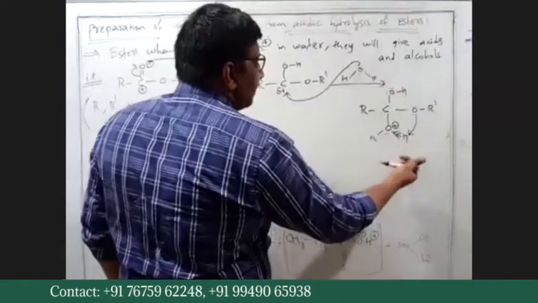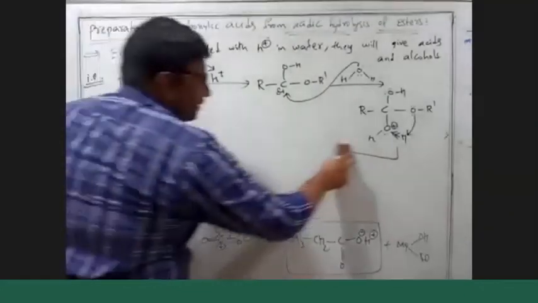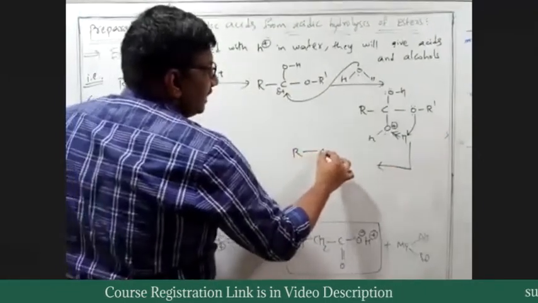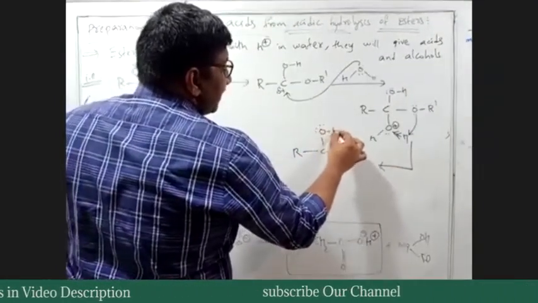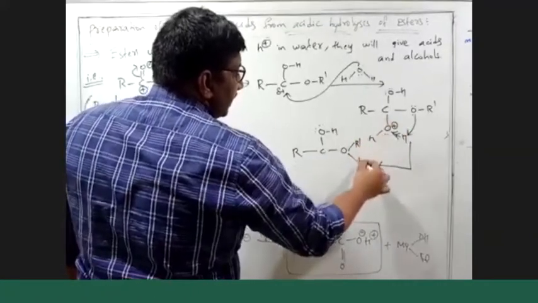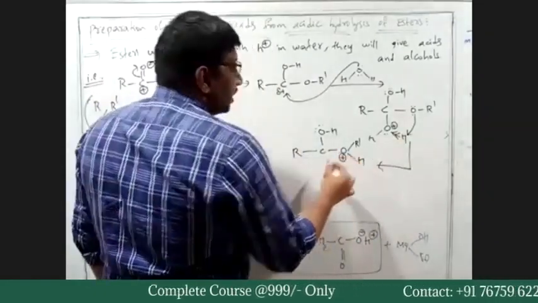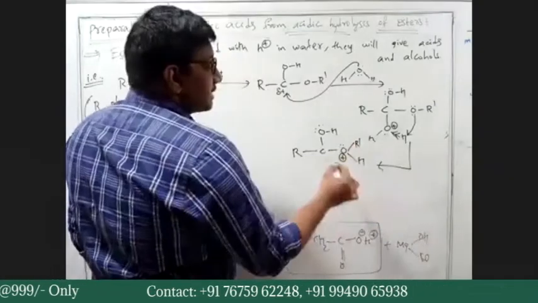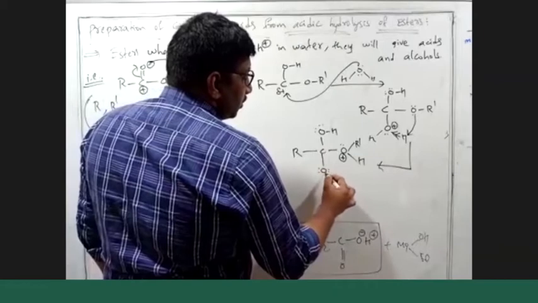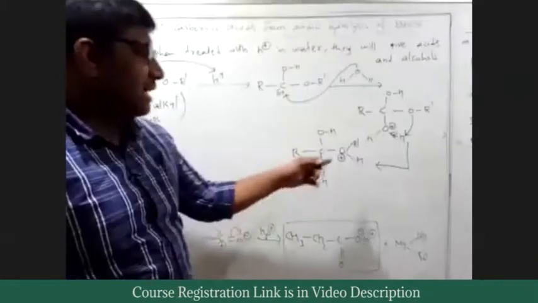As soon as it attacks, what happens? R, C, OH, everything would be as it is. This oxygen has now two bonds, R dash and H. One lone pair is used in the bond formation, so we have positive charge here. The other lone pair is as it is, and the other OH group should be the same. Now this oxygen has positive charge.